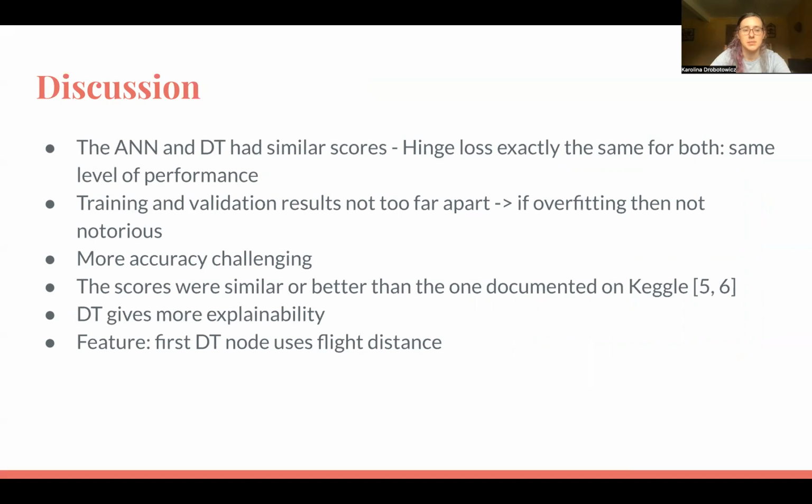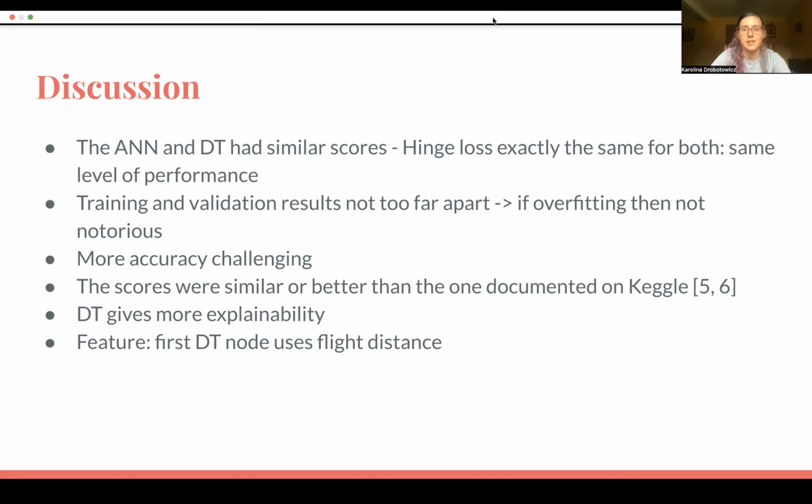And training and validation results were not too far apart. There was more difference for decision trees. However, if overfitting happened, then it wasn't notorious. More accuracy would be challenging. If we would make, talking about overfitting, more complex methods, that would increase the chances for overfitting.